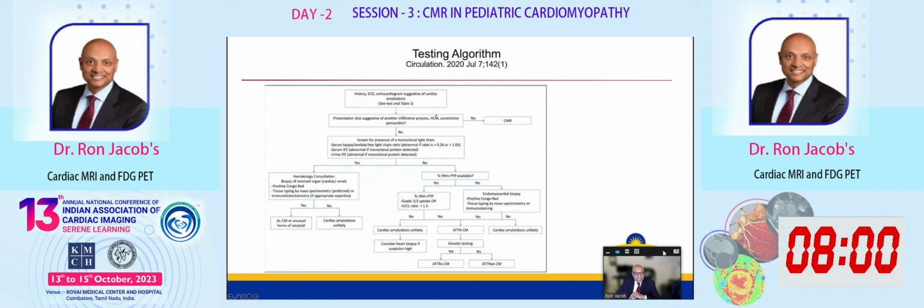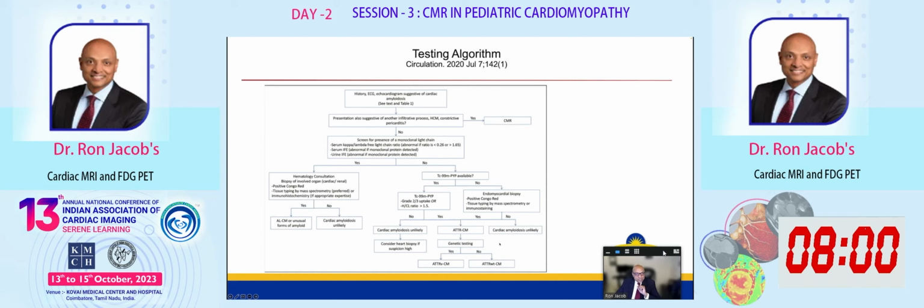This is the testing algorithm. In short, like this patient, if you're thinking of an infiltrative process or HCM, which is often the case, CMR is usually your best bet. If you're not thinking of that, and if you're predominantly thinking of just amyloid alone, you can do a PYP scan, which is very sensitive and specific. And this algorithm is quite helpful.